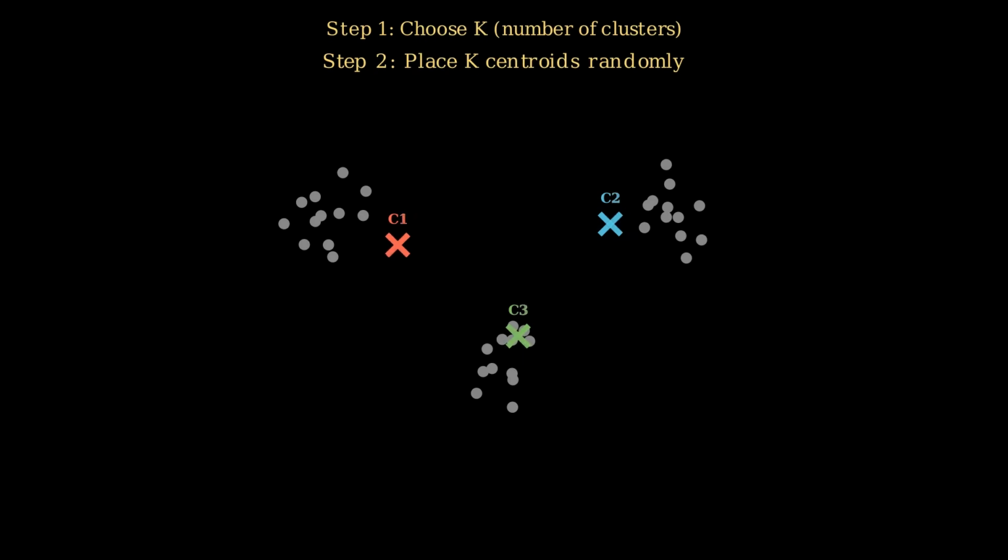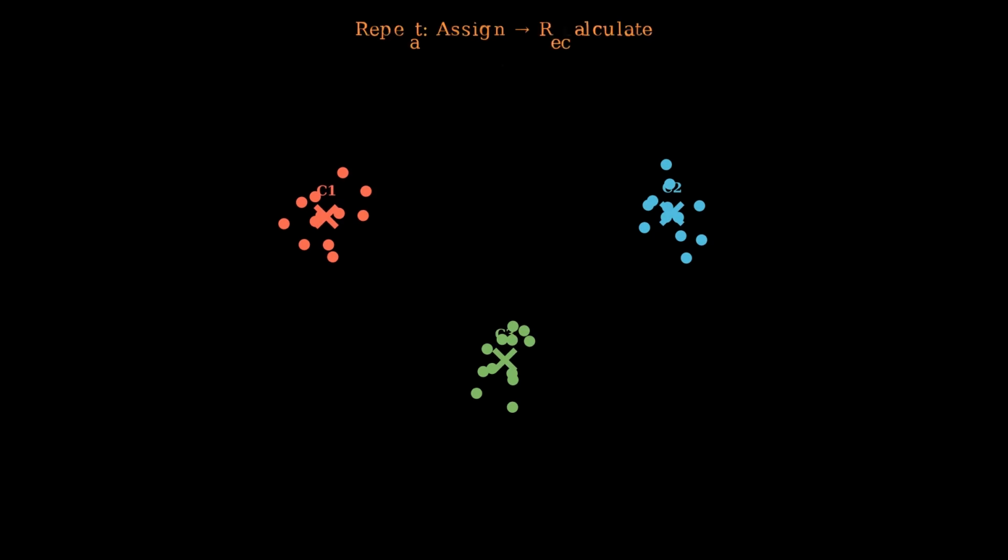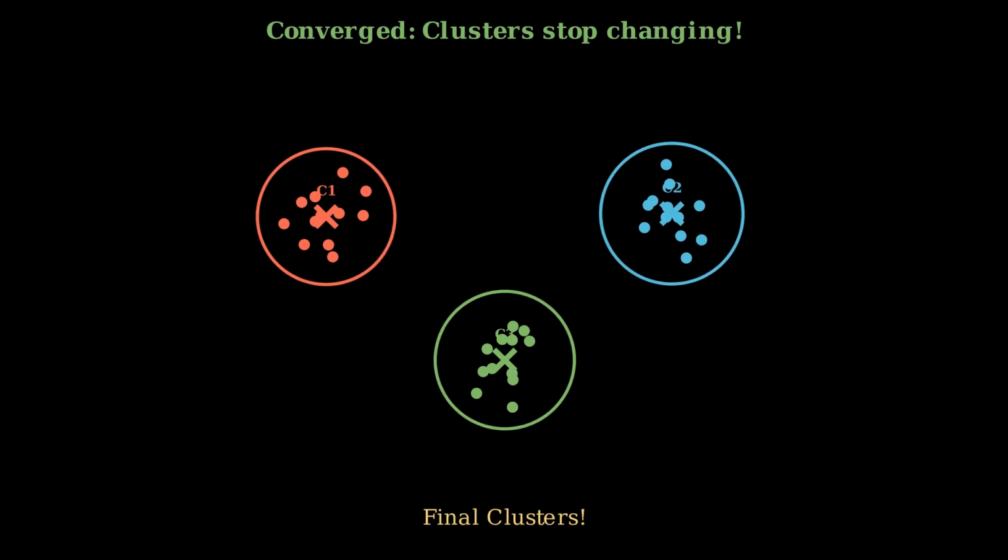Each group is defined by a centroid, which is just the center point of that cluster. The algorithm assigns every data point to the nearest centroid. Then it recalculates the centroids based on the new assignments, and repeats this process until the clusters stop changing.